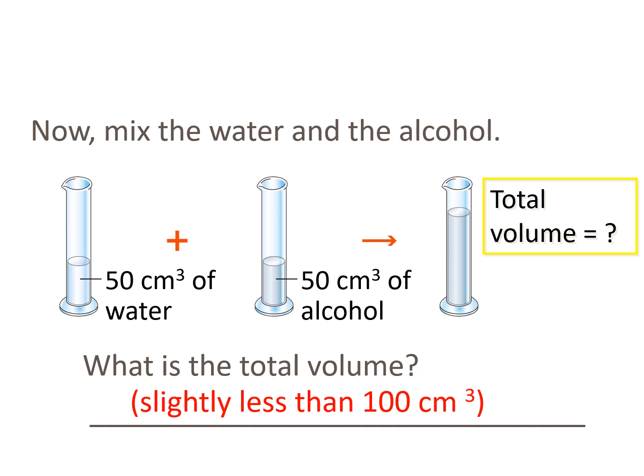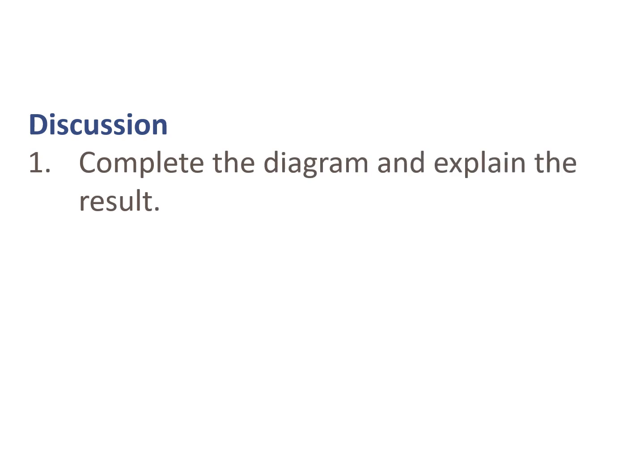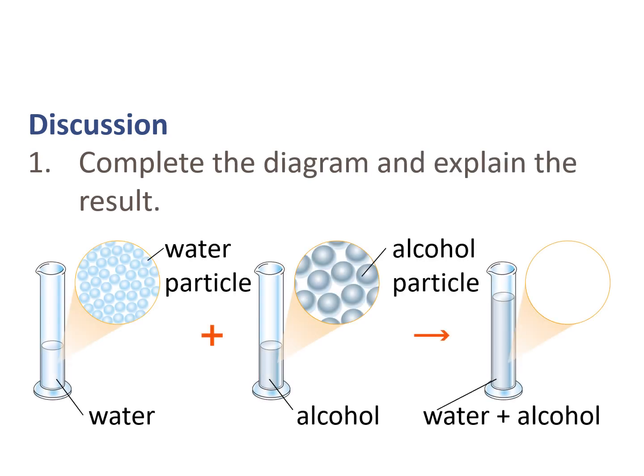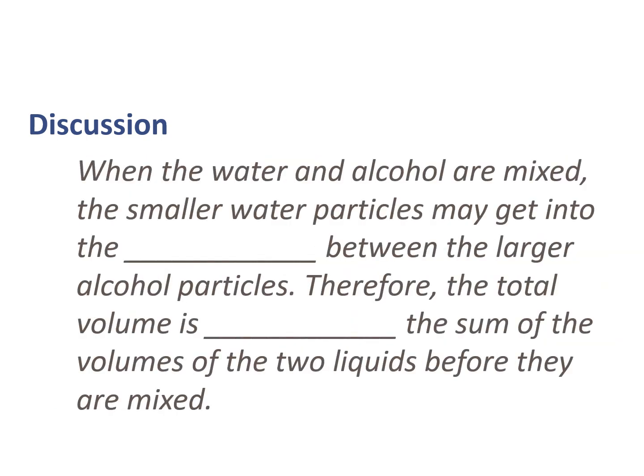The answer is slightly less than 100 cubic centimeters, say 98 or 97 cubic centimeters. Why? Please complete the diagram. When water and alcohol are mixed, the smaller water particles may get into the space between the larger alcohol particles. Therefore, the total volume is less than the sum of the volumes of two liquids before they are mixed.